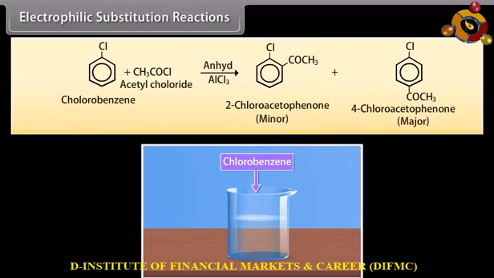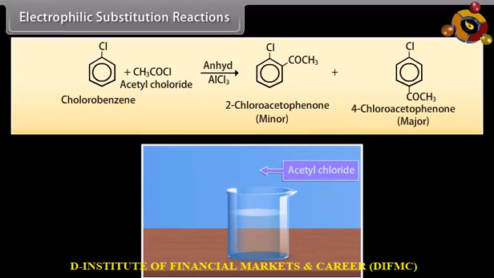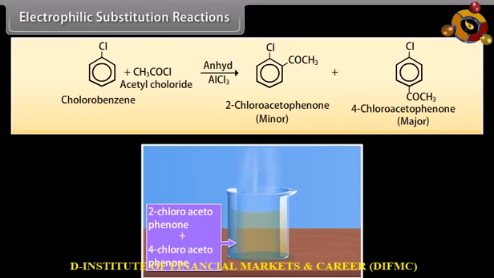When chlorobenzene is mixed with acetyl chloride and then some anhydrous aluminium chloride is added, it reacts to give 2-chloroacetophenone, which is a minor product, and 4-chloroacetophenone, which is a major product.